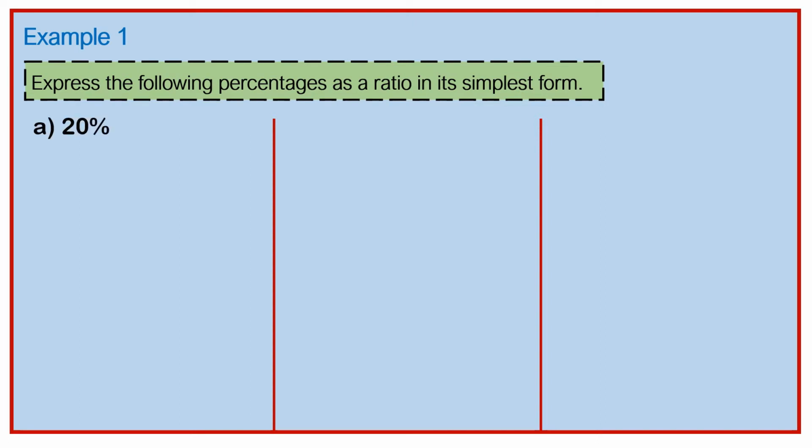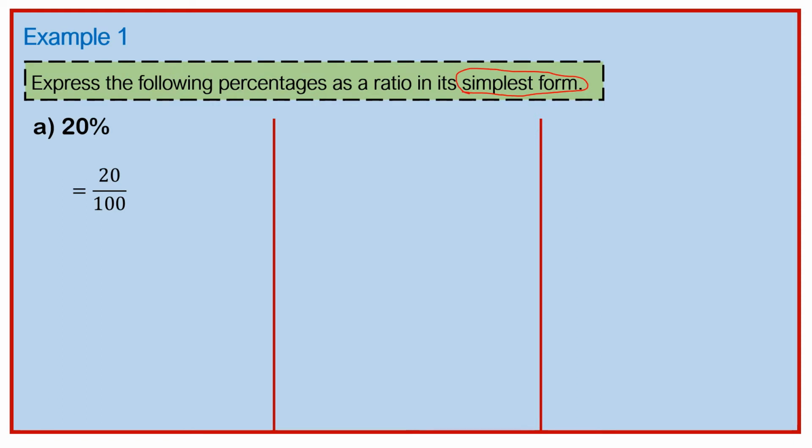We have got 20%. We want to see how we can write 20% as a ratio. Remember, percent means out of 100. So this means that 20% means 20 out of 100. Now, we cannot just write 20 to 100 as a ratio, simply because we want to see this in simplest form. We want the simplest form.